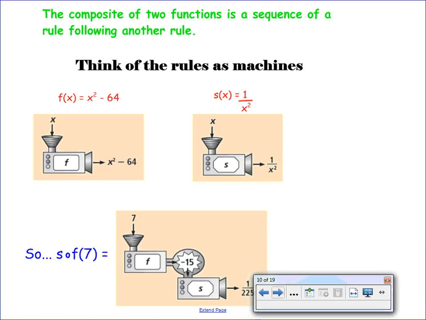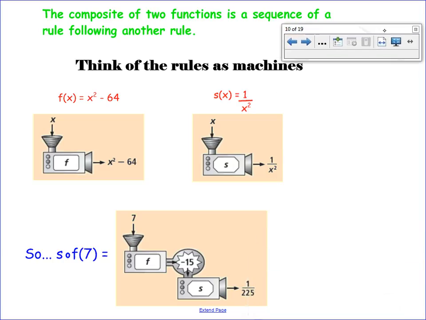Think of the rules as function machines. Here we have our function machine F. It's a pretty sweet little graphic. Then we've got our function machine S. We're going to perform a composition, just like in geometry when we did the reflection, followed by a reflection. Here we're going to do a function evaluation, followed by another function evaluation. You're going to work from the inside out. So my first evaluation will go into function F.